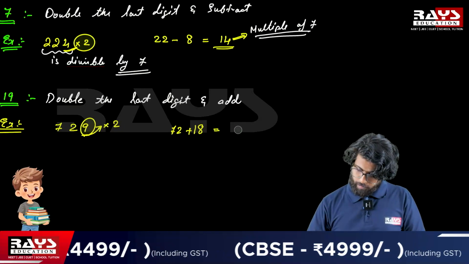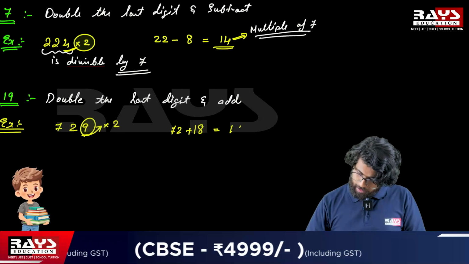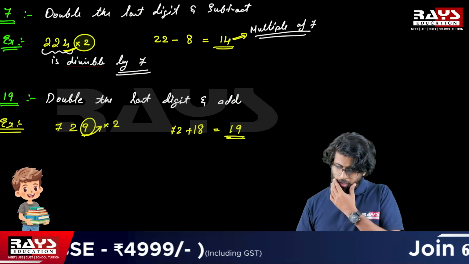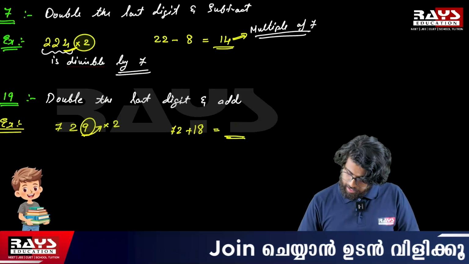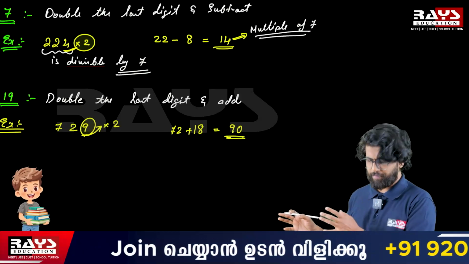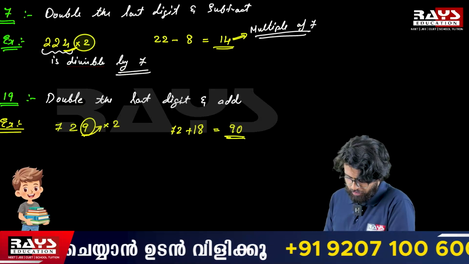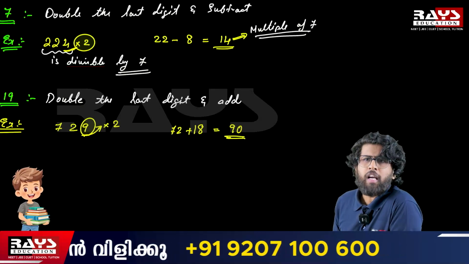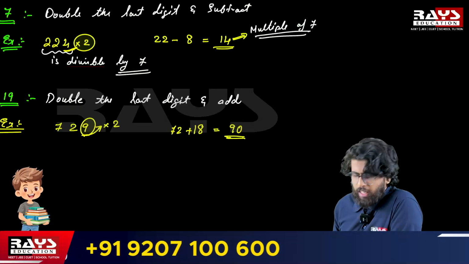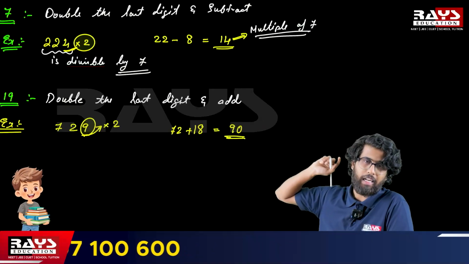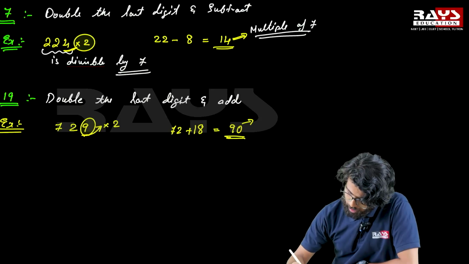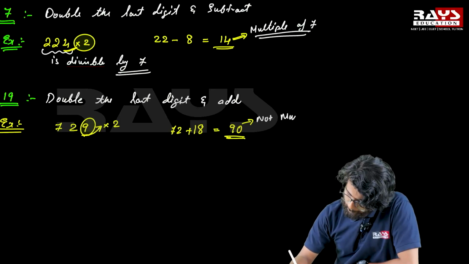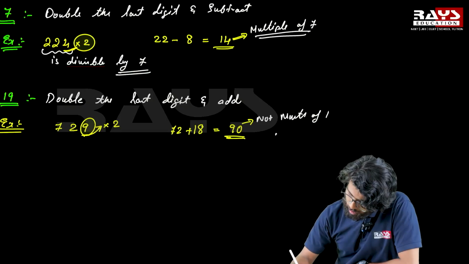72 plus 18 is 90, and obviously 90 is not a multiple of 19, because 19 times 5 is 95, not 90. So definitely we can say 90 is not a multiple of 19. Therefore 729 is not divisible by 19.